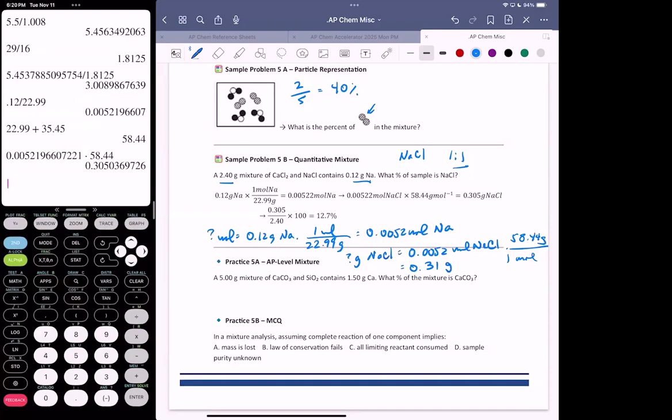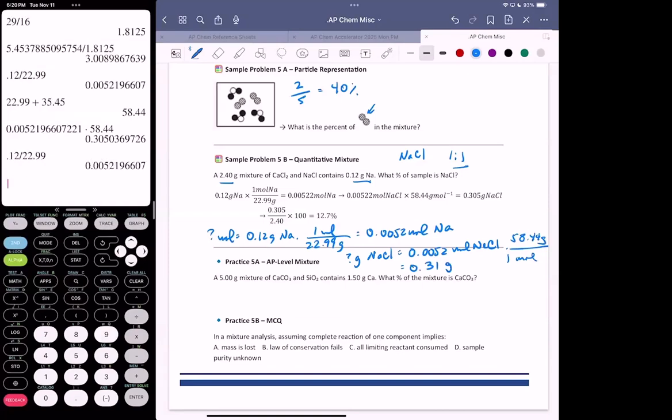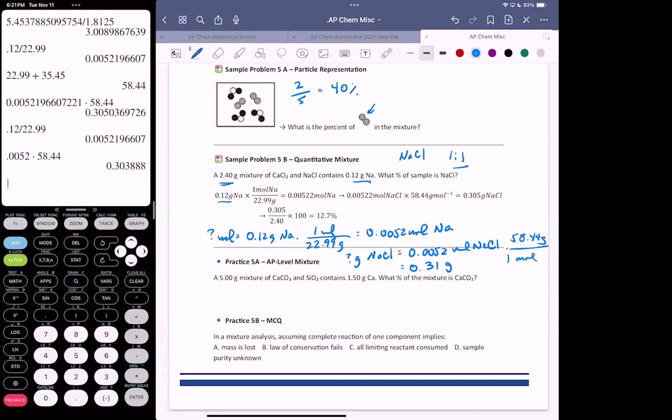What did I do wrong here? 0.0052 moles. Let me just make sure I did that right. 0.12 divided by 22.99 gives me 0.0052 moles. Oh, it's divide. I saw 0.12, I'm sorry, over 2.40. Let me just check my numbers again. 0.0052 moles times 58.44 gives me 0.31 or 0.30. Did I do it differently each time?